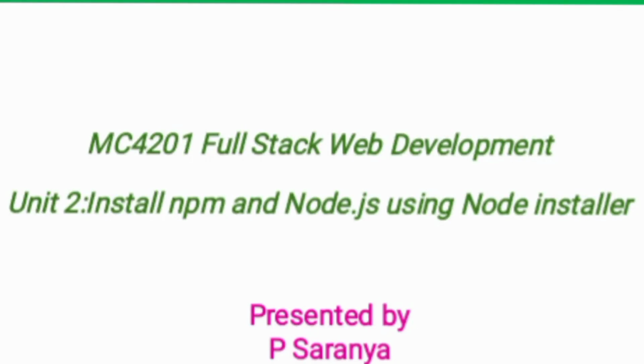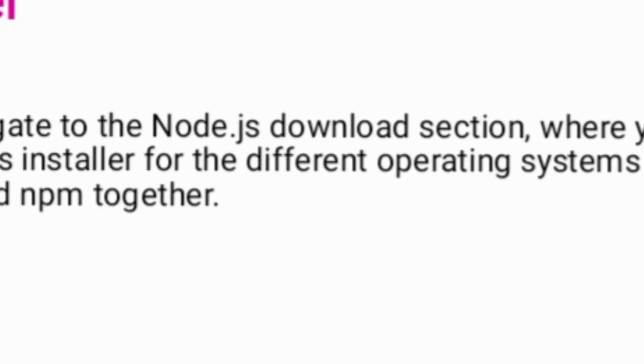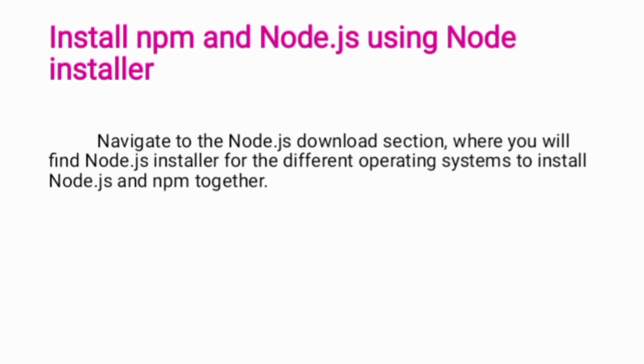Welcome to this video. This video is about installing NPM and Node.js using the Node installer. There are two different methods to install NPM on a computer: using NVM and using the Node installer. Suppose you are not able to install, or you are facing some difficulty while installing NPM using Node Version Manager on your device. The other way to install both NPM and Node.js on your device is using the Node.js installer.